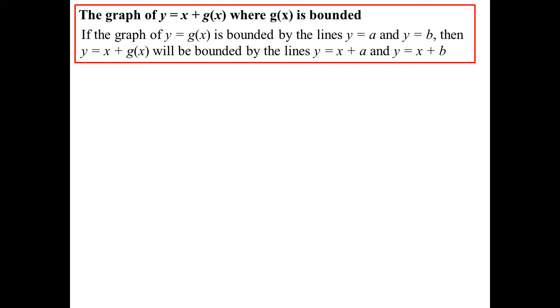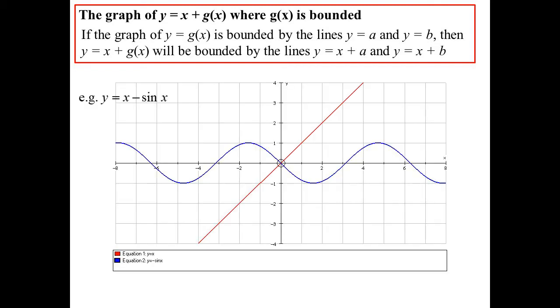Y equals x plus g of x, where g of x is bounded. Now, g of x in this case is sine x, or rather, minus sine x, because I'm doing the negative. It's bounded. So what I mean by that is its y values are always in between 1 and minus 1. It doesn't go anywhere else. Now, what will happen when we draw this is our new graph will be bounded by x plus 1 and x minus 1. Those two lines. Let's see what happens. Let's plot some points.